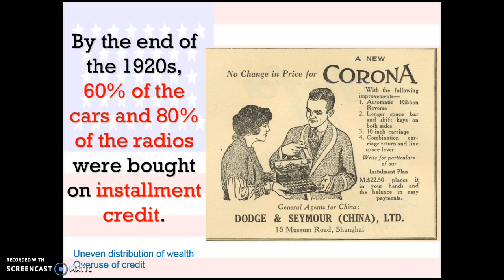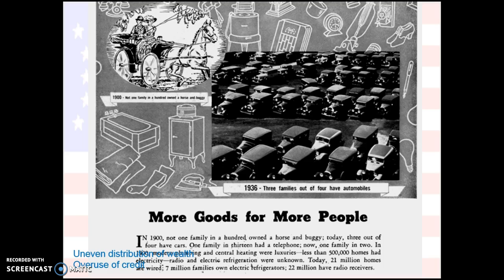By the end of the 1920s, 60% of the cars and 80% of the radios were bought on installment credit. And installment credit is one of your vocab words, and it's basically you pay a down payment and then you're going to pay monthly. So if you look, this is for a Corona, which is not beer, by the way. This is for a typewriter. And so you can kind of read this advertisement, and it talks about $22.50 placed in your hand and the balance in easy payments. Okay, and so people are going to start doing this thinking that they can pay for it, but all of these things they buy on installment credit are going to add up.